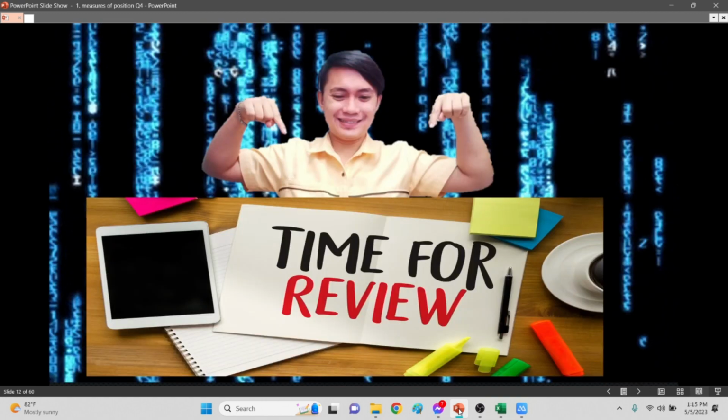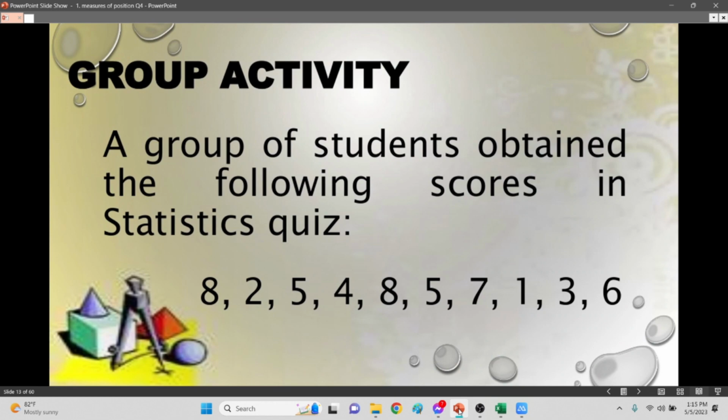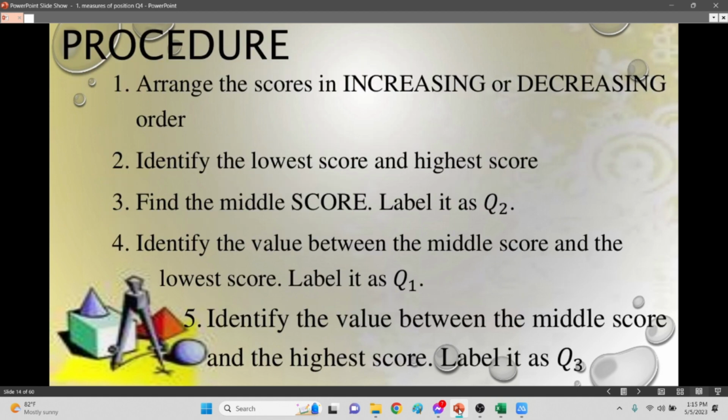Now let's take time for review. In a group activity, or you can use it individually, a group of students obtained the following scores in the statistics quiz: 8, 2, 5, 4, 8, 5, 7, 1, 3, and 6. And the procedure to use: first, arrange the scores in increasing or decreasing order. Ayusin natin ng pataas o kaya pababa. But I suggest to use increasing order.